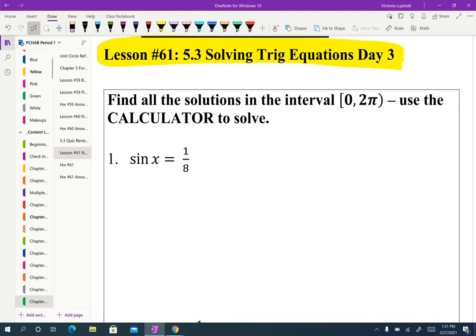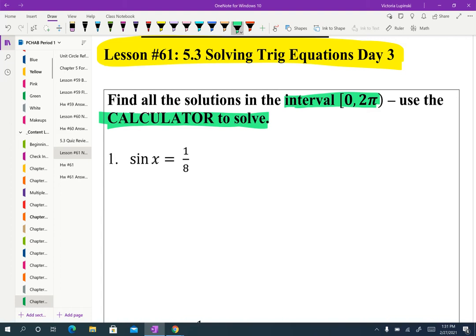So here to start, we're going to go ahead and focus on finding the solutions from 0 to 2 pi, and we're going to use the calculator to solve as needed. Now, again, just because I'm bringing in the option that you can use a calculator to solve doesn't mean that you're going to need to for every problem. So going forward, that's a new question you have to ask yourself: do I need the calculator, or is it a unit circle value?